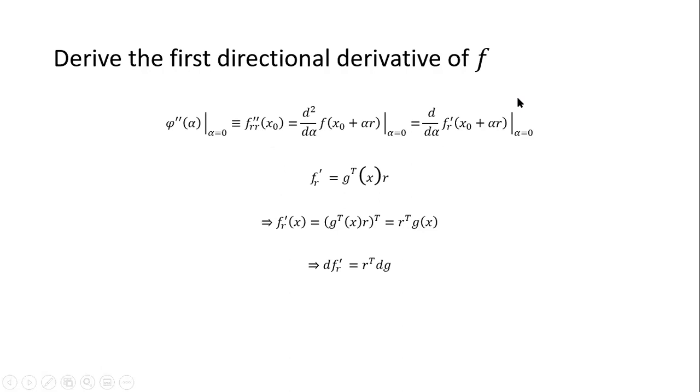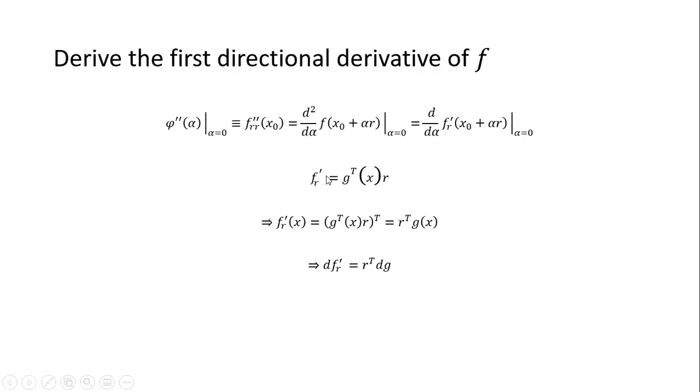Now we will derive the first directional derivative of f. So we have phi tag alpha, and we are going to derive it again for the second derivative. We are going to have the directional derivative of the first directional derivative of f at point x0, that equals the second derivative by alpha of f at point x0 plus alpha r. And that equals the derivative by alpha of the first directional derivative of f at point x0 plus alpha r.